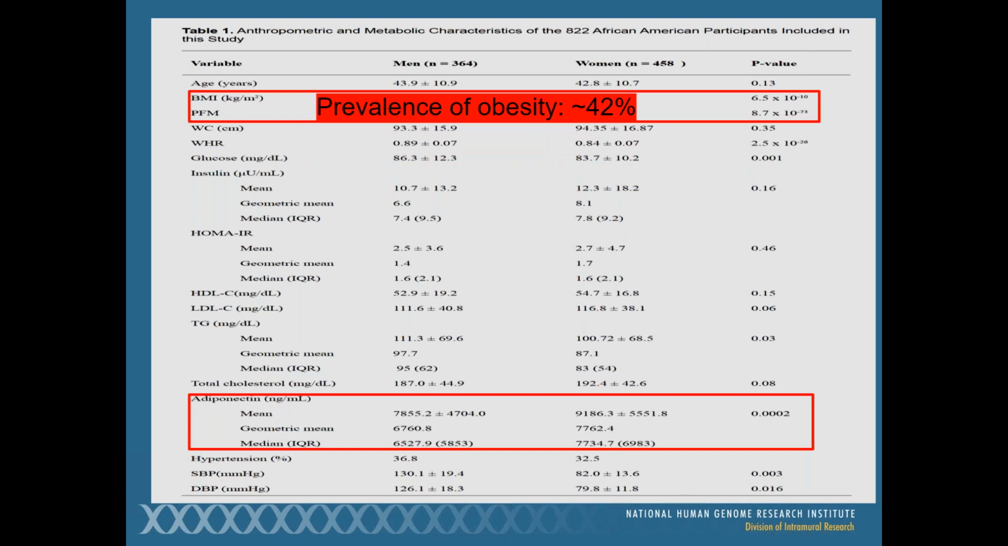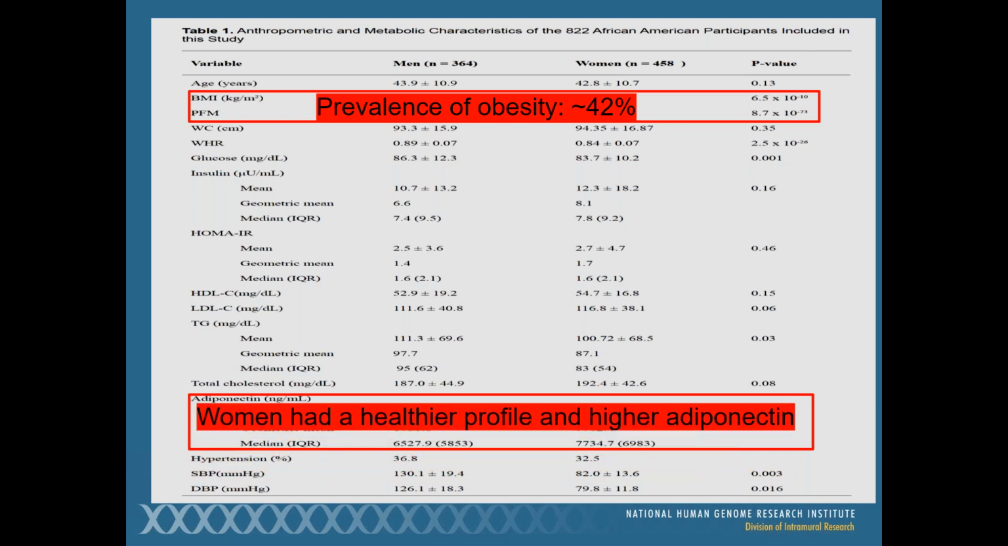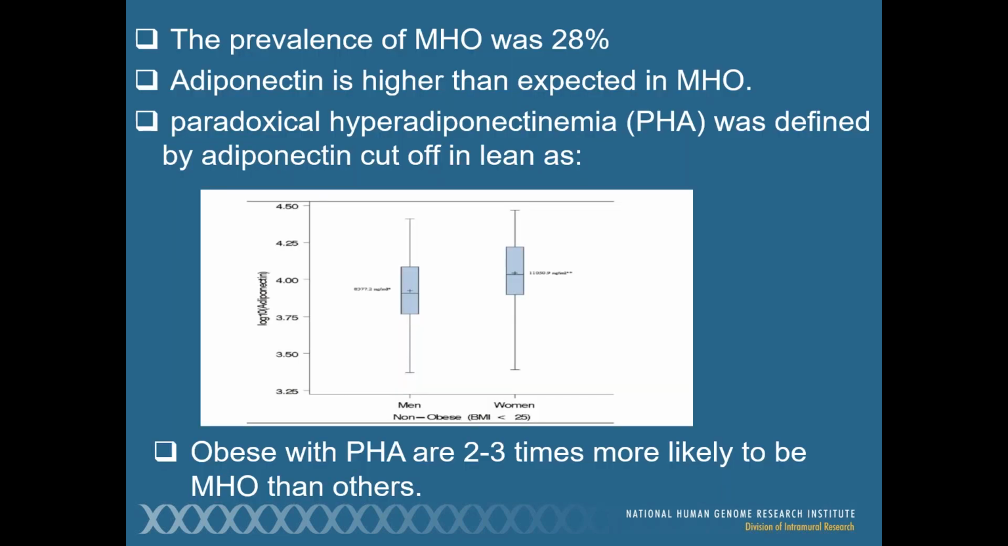So in this study, the prevalence of obesity was 42%. And women, as I said earlier, have a healthier profile compared to men. And one of the reasons is because of the distribution of the adipose tissue, and therefore they produce more adiponectin.